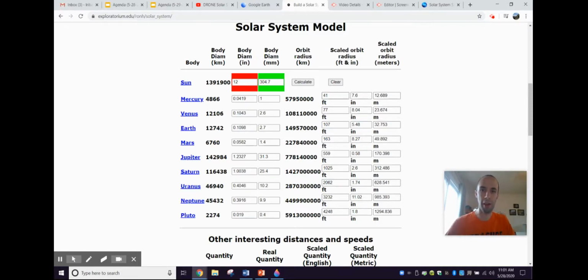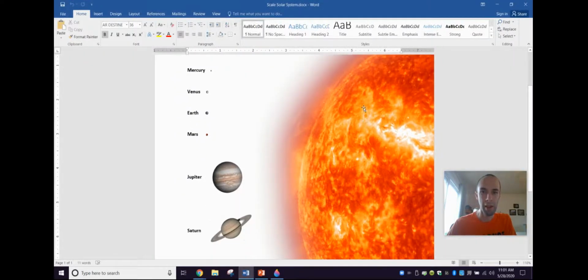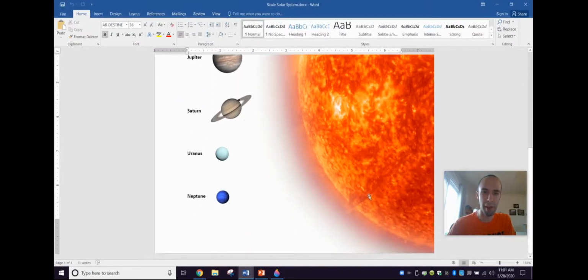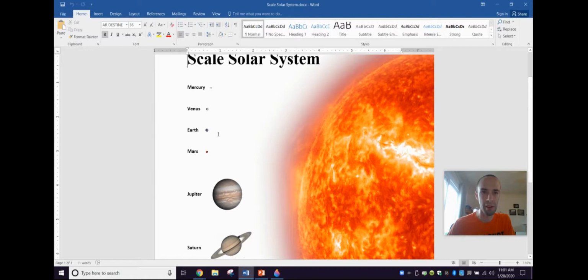So how far away is the planet from that 12-inch sun? When we were in school, I used to do a scavenger hunt, and I'd put all these planets out. Just to give you an idea, this is a 12-inch sun, and these are all the planets compared to it. So you can see how small they are.